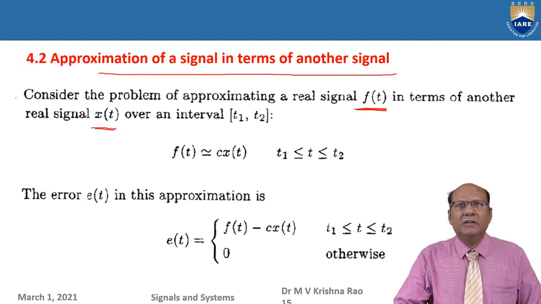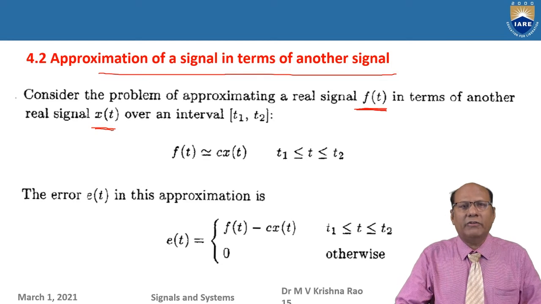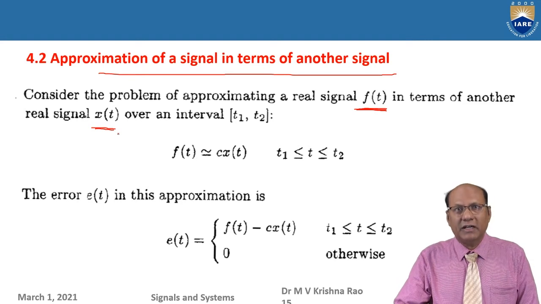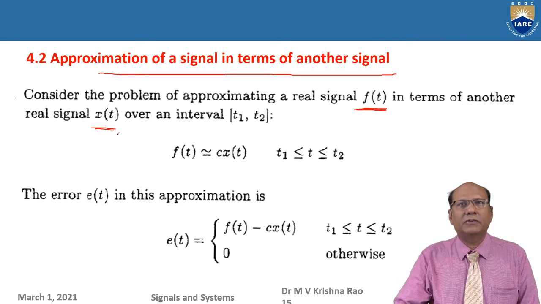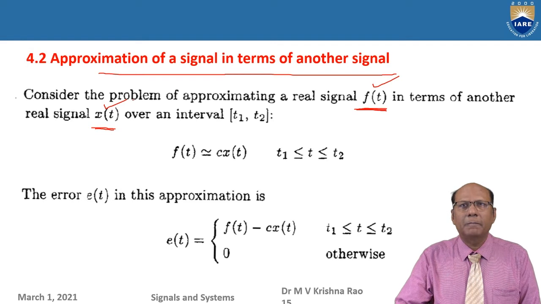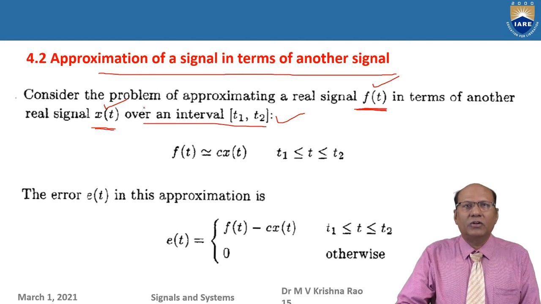What is the difference here when I compare to vectors? In vectors there is no t parameter. Here there is an independent variable t, because the f value is changing with respect to t, and the x value is changing with respect to t. I call it f as a function of t, x as a function of t. That is the only difference between vectors and functions and their notations. And this is over the interval t1 to t2. The interval has come into the picture because it is varying with time. In the earlier case, in vectors, there was no time parameter and no time interval involved.